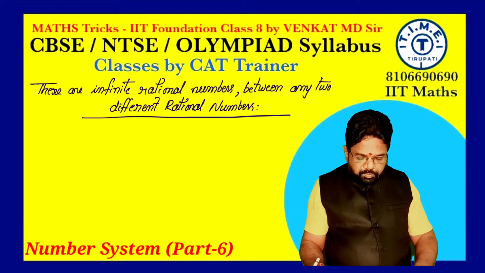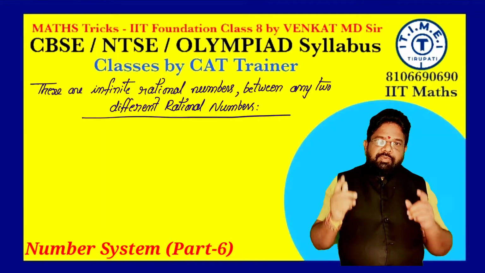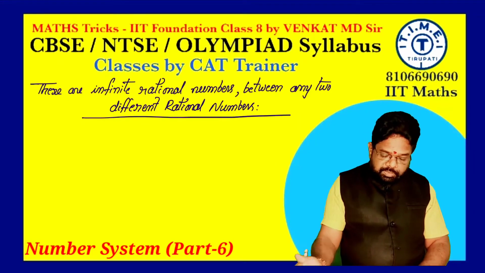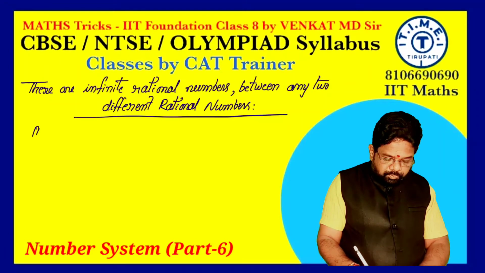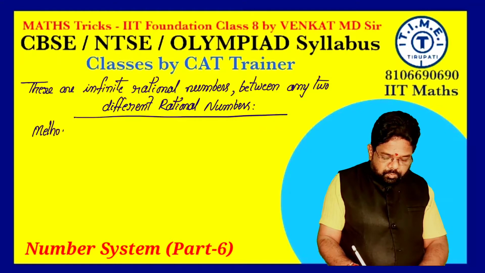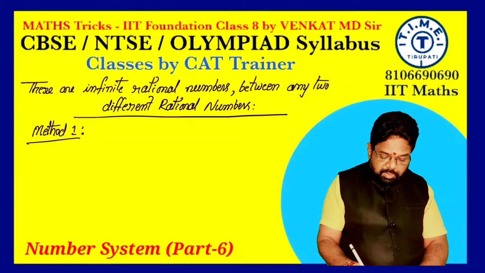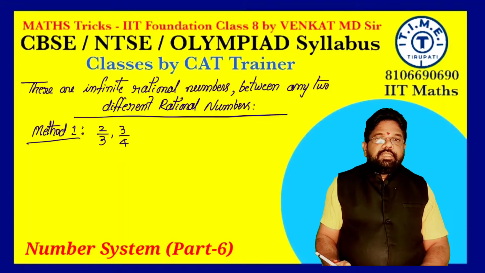Okay. Now see here, there are two methods, so I will explain the two methods carefully. Observe here. The first method is a very simple method, method 1. Between two rational numbers, we can arrange an infinite number of rational numbers. So let them be 2 by 3 and 3 by 4.